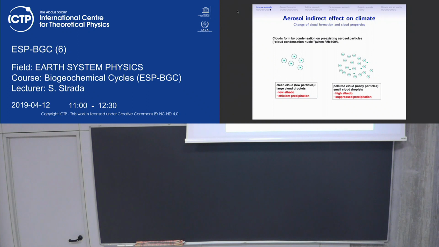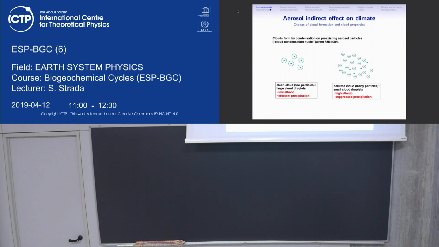Instead, if we consider the same system with the same atmospheric conditions, but with more particles, the same amount of water has to be shared between many particles. And so we end up with smaller cloud droplets, which are less efficient in precipitating, because if you imagine their weight, the gravitational effect will be lower, and as well we will have thicker clouds with a higher albedo.